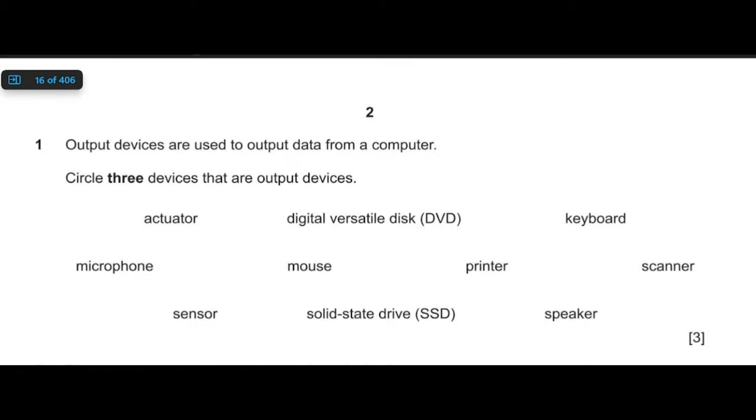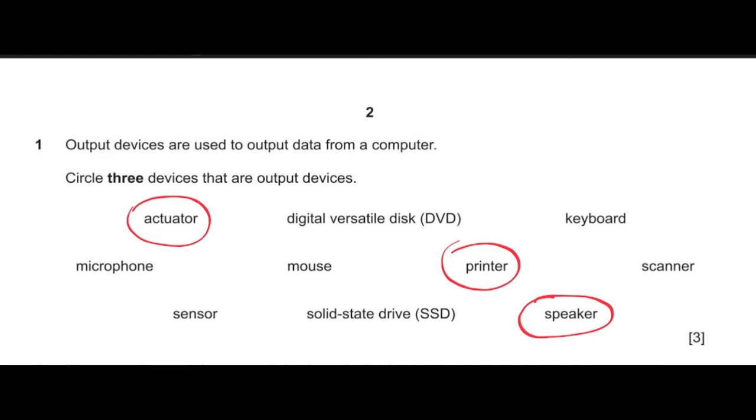Question number one, output devices are used to output data from a computer. Circle three devices that are output devices. First one is actuator, this is an output device, we can circle this one. DVD or digital versatile disk is not an output device, it's a storage device. Keyboard is an input device, microphone is an input device, mouse is an input device, printer is an output device, we can circle this one. Scanner is an input device, sensor is an input device, SSD is a storage device, speaker is an output device. These are the three devices that are output devices.